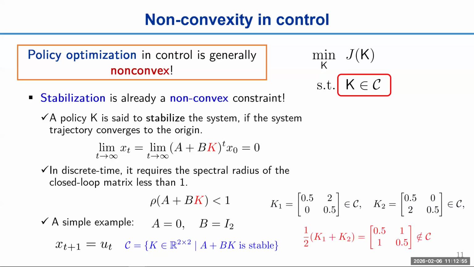And now you take a convex combination of the policy parameters, you get this one, and this will not stabilize the system because the eigenvalue will have a magnitude bigger than 1. So this is the picture you should have in your mind. We have a policy space, and if you choose two stabilizing policies and take a convex combination, it often goes outside the stabilized region. So the constraint itself is a non-convex constraint.